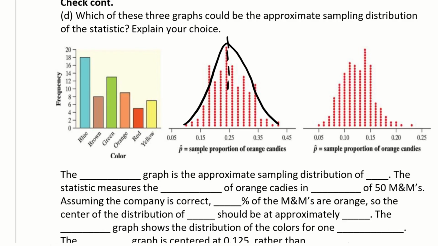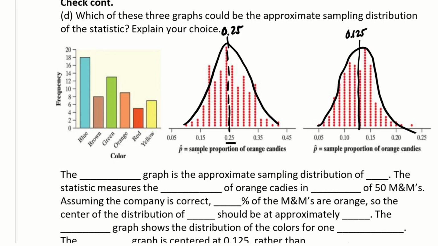Okay. And if I look at this graph, it does look approximately symmetric as well, but the center of it seems to be around here, which is around 12.5%, right? 0.125. It looks to be between 0.10 and 0.15, whereas this one it seems to be about 0.25. And remember, according to the company's claim, it should have been 0.25. So it looks like the graph in the middle should be the approximate sampling distribution of the statistic, okay? Where it should be on average 0.25, not 0.125.